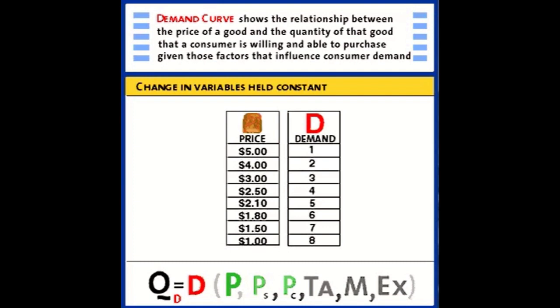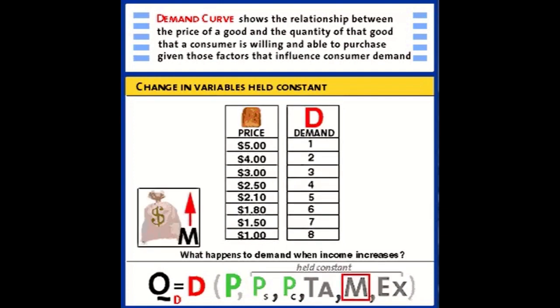But suppose now we make a change in one of the factors that we held constant when we drew this schedule. That is, suppose now we change household income and make this household richer. Suppose their household income goes from $500 per week to $700 per week. The household is now wealthier. And one of the things that this household might choose to do with its newfound income is purchase more bread.